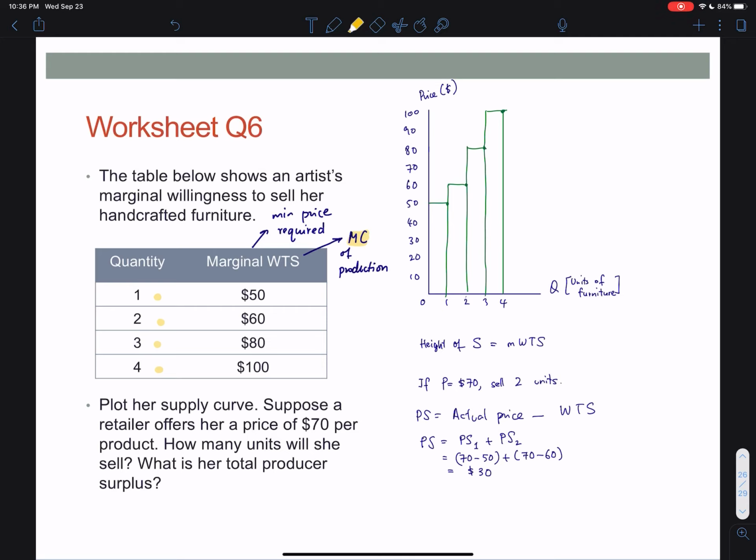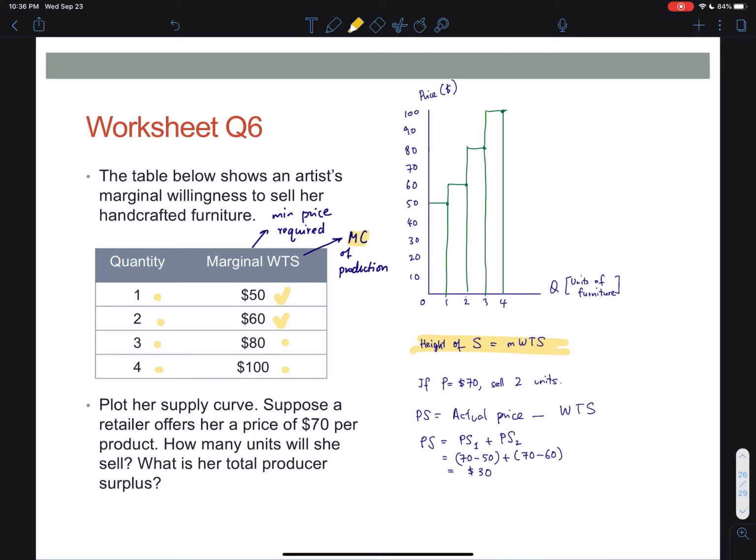in order to produce and sell the first unit, she needs $50. In order to produce and sell the second unit, she needs $60 for that second unit. And for the third unit, she needs $80. For the fourth unit, she needs $100. We're going to use the fact that the height of the supply curve is the marginal willingness to sell.